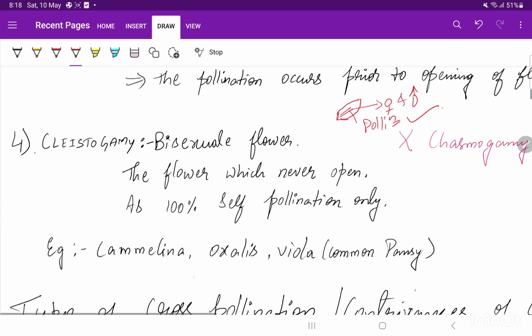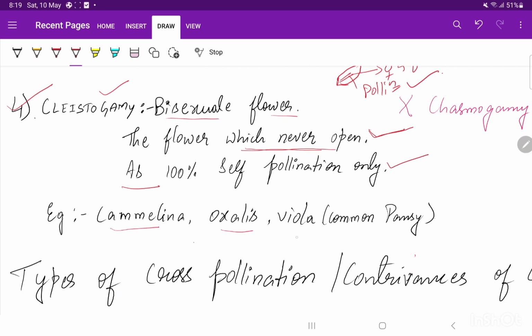Okay. Next is cleistogamy. In cleistogamy, both bisexual flowers are there, but the flowers never open. This is an important and very exceptional case present in bisexual flowers, that is cleistogamous flowers, where the flowers will never open in their lifetime. So 100% only self-pollination is possible in these types of flowers. Example, Oxalis oila, that is called the common pansy.